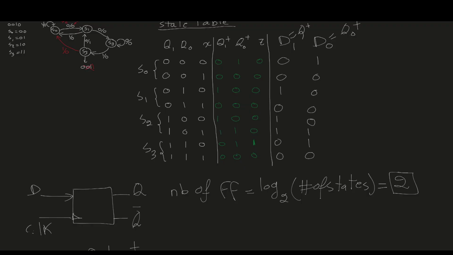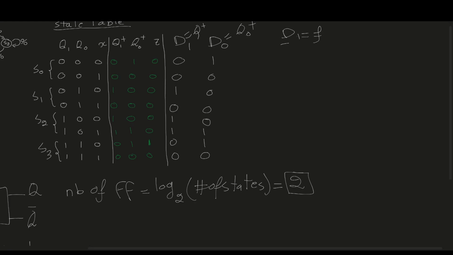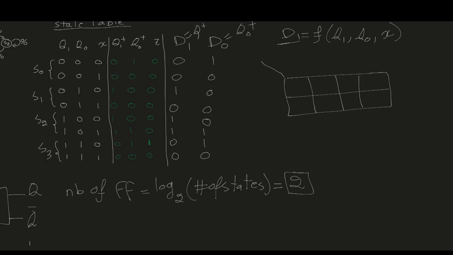So next we can use a K-map to obtain the Boolean function for D1 and D0 so we can design the circuit. So for D1, we need to write it as a function of Q1, Q0, and user input X. So that means we need a 3-variable K-map. So we can design it this way. Then on this side we have Q1, and on this side we can use Q0 and X. For Q1, 0, 1. For Q0X, we have 0, 0, 0, 1, 1, 1, and 1, 0.